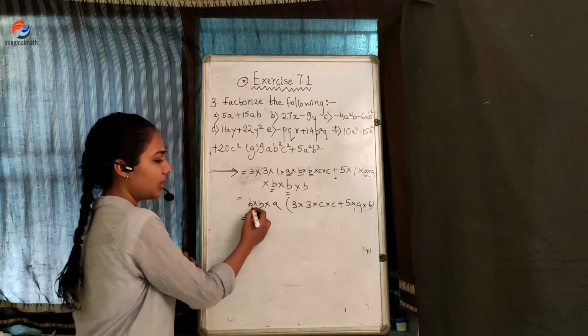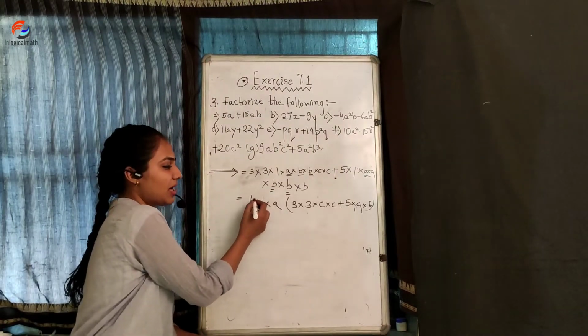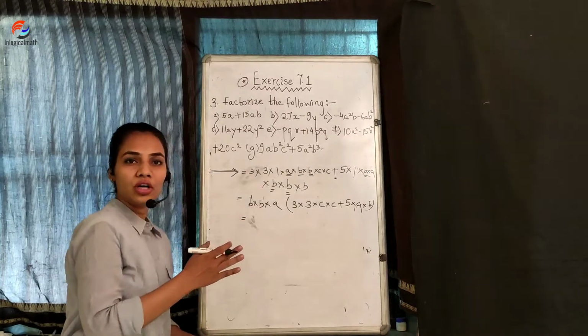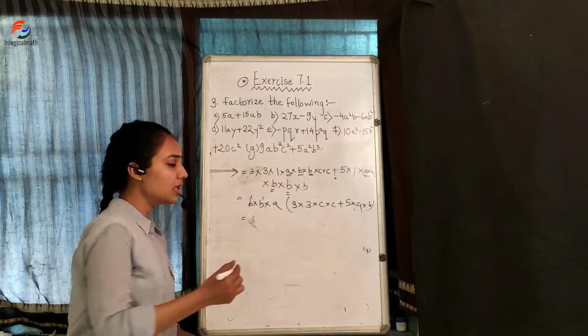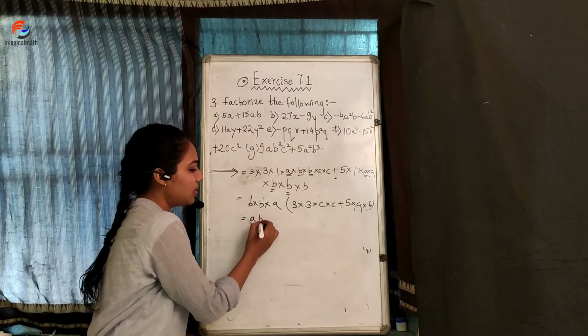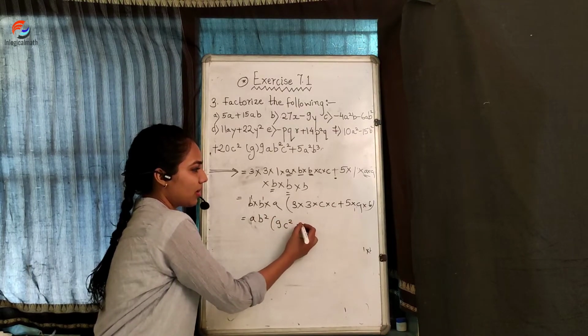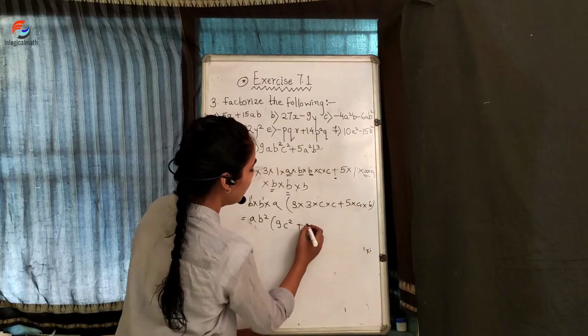So B multiply B, bases are same, powers are added, so B power will be 2. But we go in alphabetical manner, A, B, C, D. So first write what? A, then B square. 3 3s are 9, C multiply C is C square, plus 5AB.